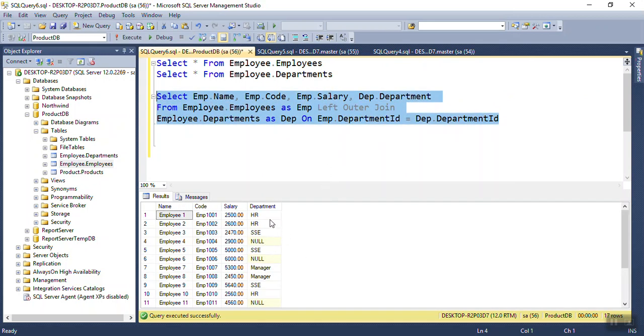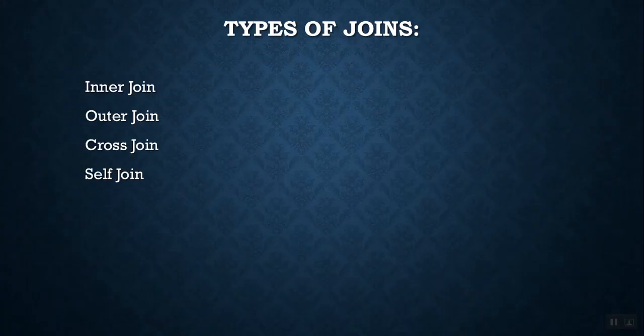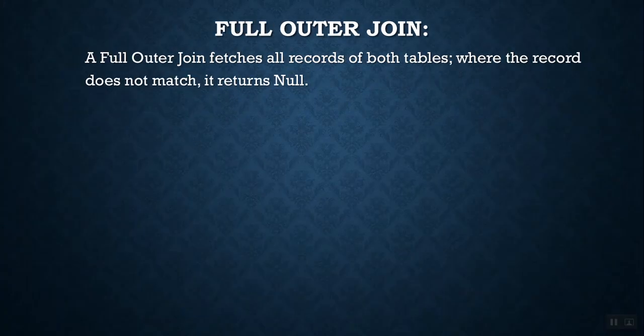See here, if the right table is not matching with the left table, then the right side table displays null. You can see that department is the right side table, so it displays null if it's not matching with the left side table. So that's the left outer join. The left table is employee, and this one is the left and this one is the right table.